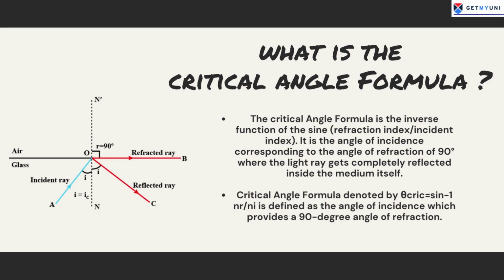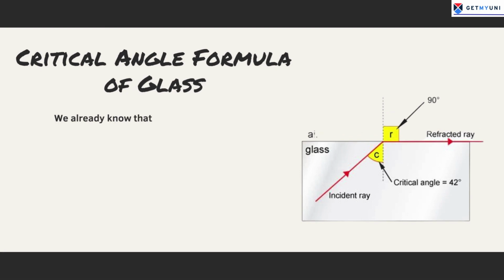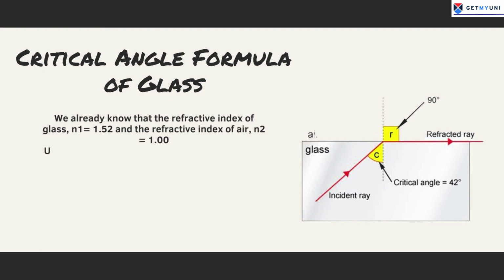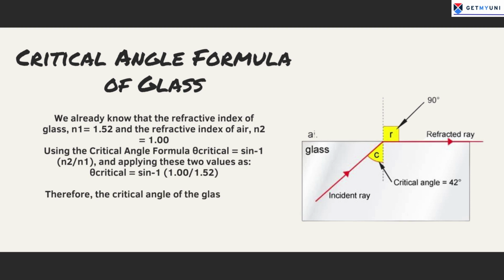Critical angle formula of glass. We already know that the refractive index of glass, N1, is equal to 1.52 and the refractive index of air, N2, is equal to 1.00. Using the critical angle formula, critical angle is equal to sine inverse of N2 by N1, and applying these two values, critical angle is equal to sine inverse of 1.00 by 1.52. Therefore, the critical angle of the glass is 41.1 degrees.